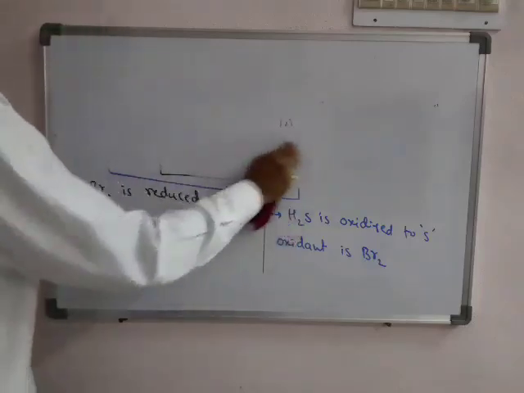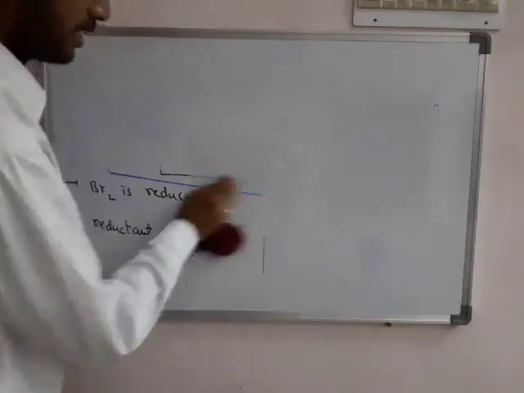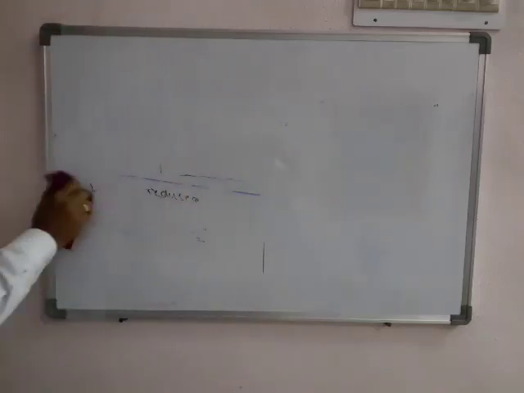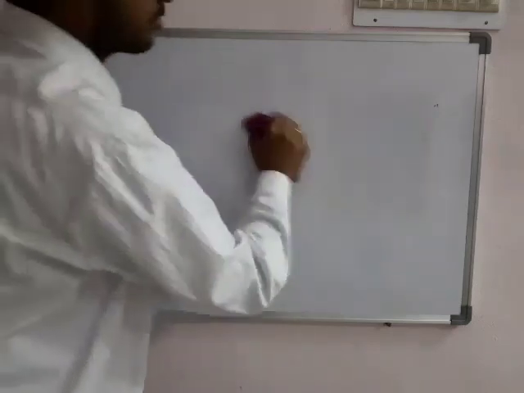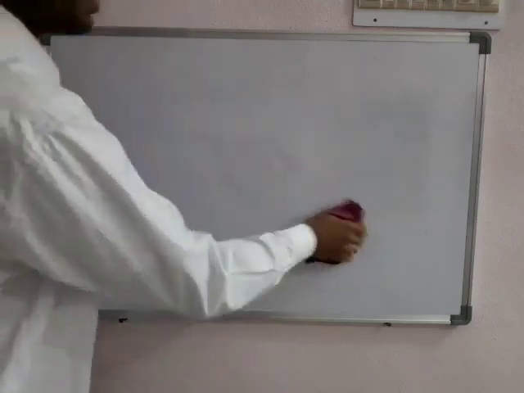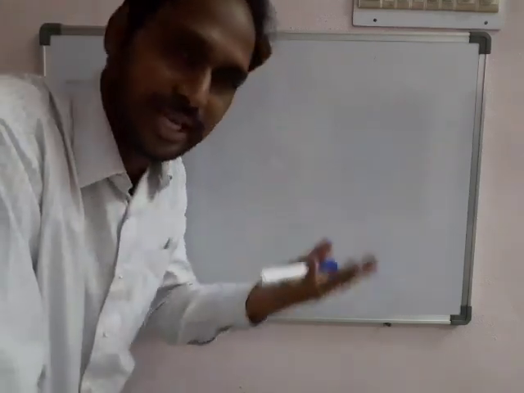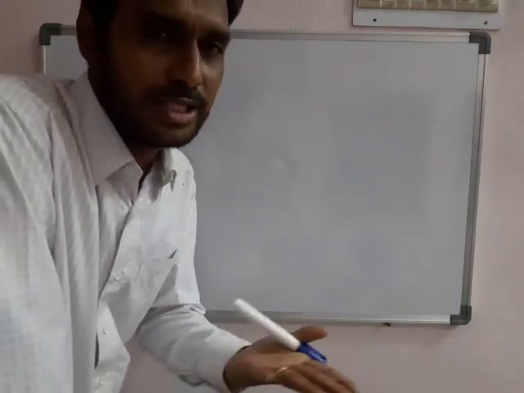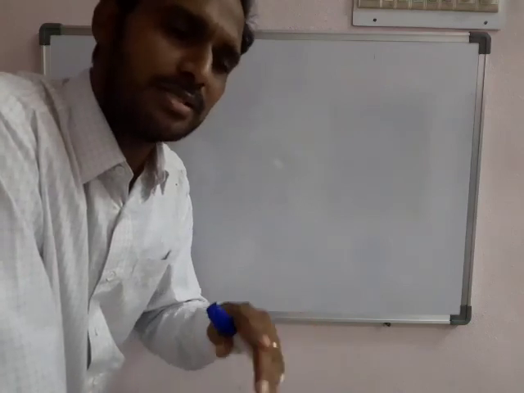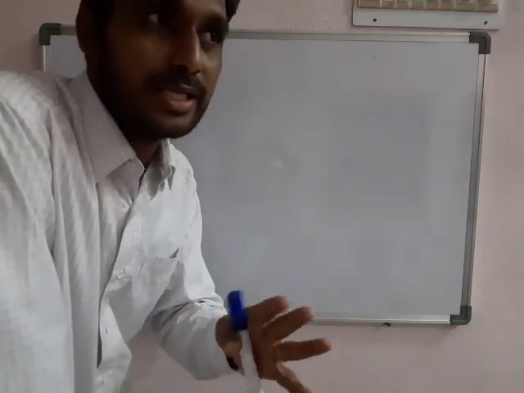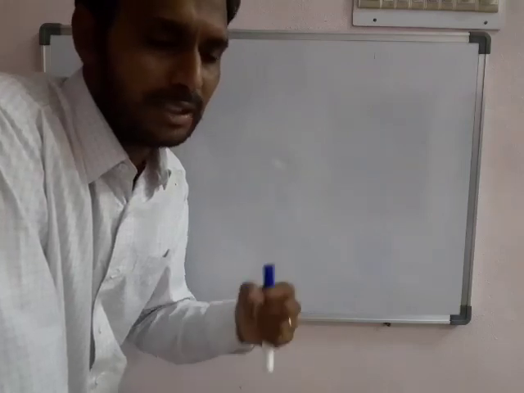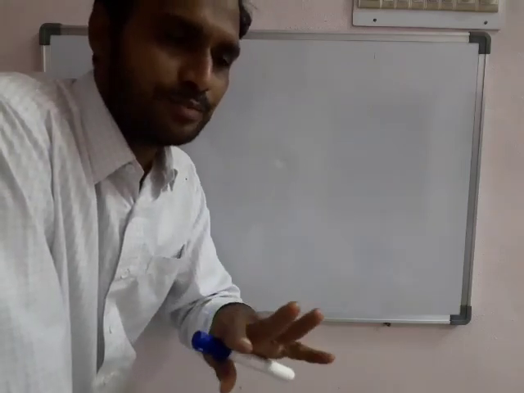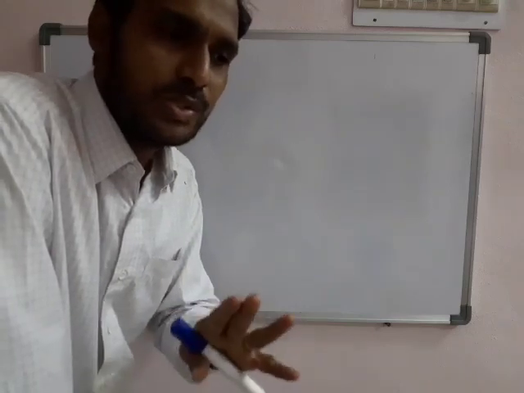After seeing these examples, we can observe that in most reactions oxidation takes place and reduction also takes place. In some reactions there is no oxidation and no reduction. But all the examples we saw have both oxidation and reduction. This type of reaction is called a redox reaction.